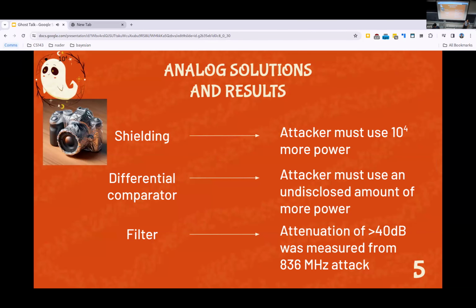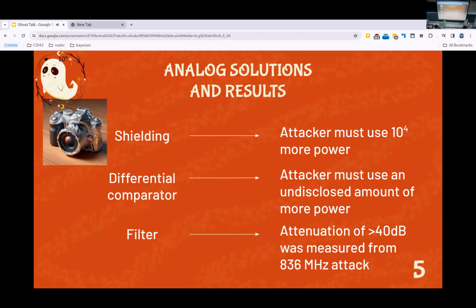Next, I'll be covering ways that the paper discussed we can defend against these types of EMI attacks. So the first category is at the analog layer. I'll be covering the solutions and how they evaluated it and the results. So first we can have shielding. It's pretty intuitive. You just coat your equipment with a conductive material.